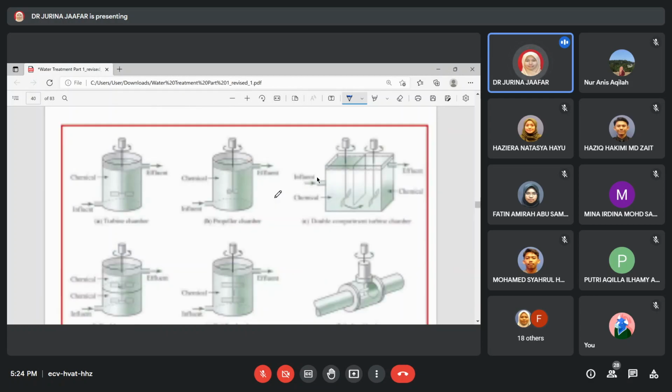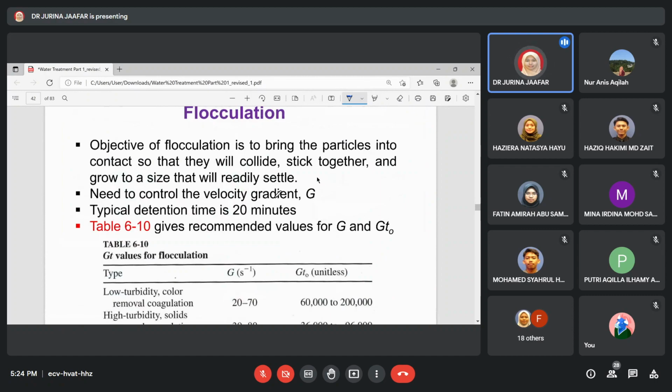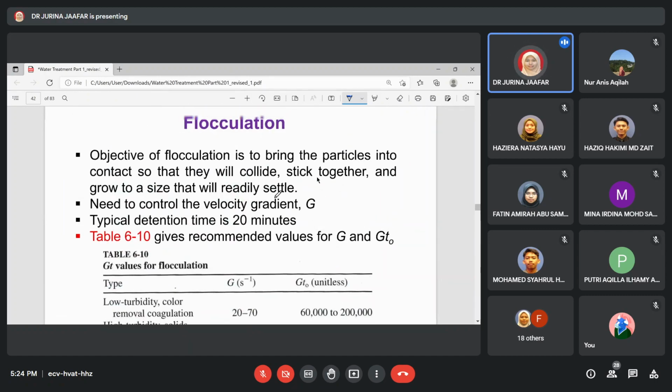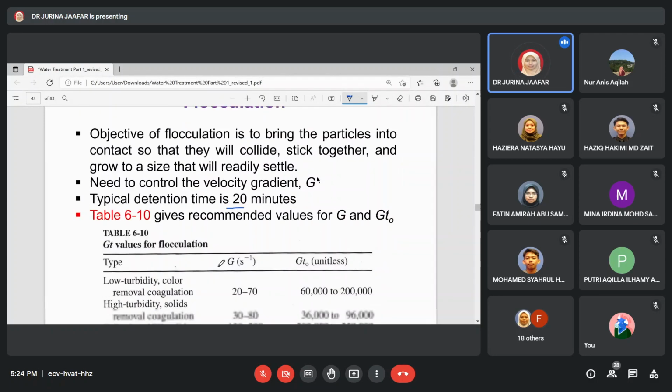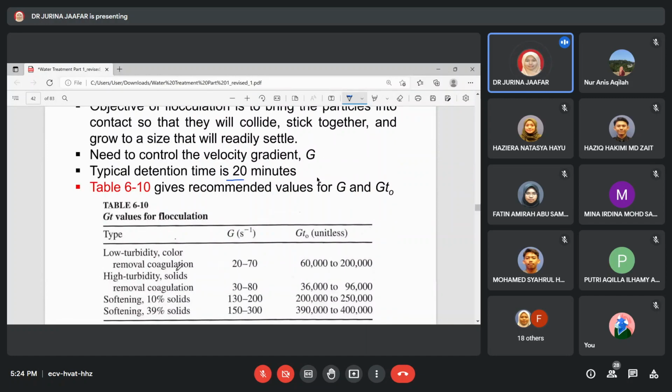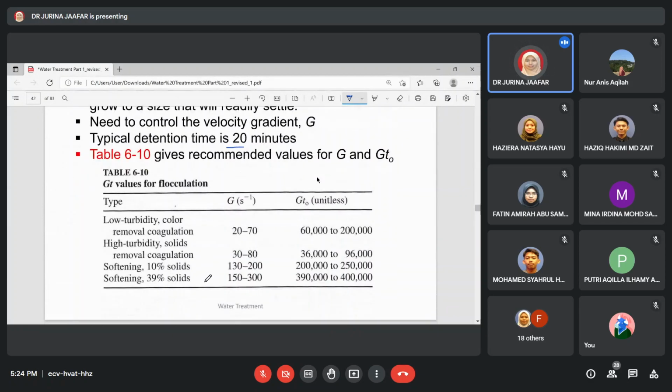Ini antara satu contohnya. So then of course the flocculation adalah process of the slow mixing. And then we have also G, the velocity gradient, and of course the time taken is much more longer as compared to rapid mix. And the G is according to the quality of water. So by looking at the turbidity, looking at the percentage of softening, it gives us the G. Then this is the selection of the G.